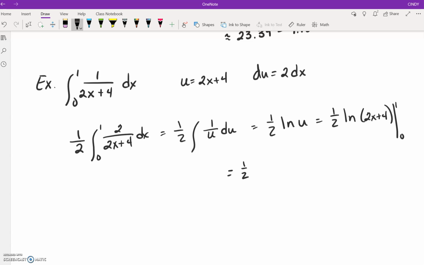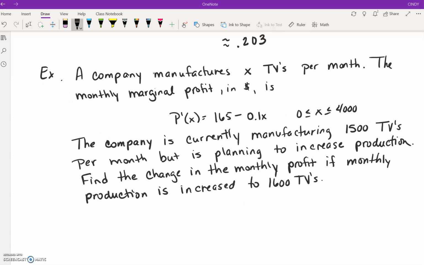So that is 1/2 times the natural log of when x is 1, that would give me 6, minus 1/2 times the natural log when x is 0, and that would be natural log of 4. Throw that into your calculator. That's approximately 0.203.